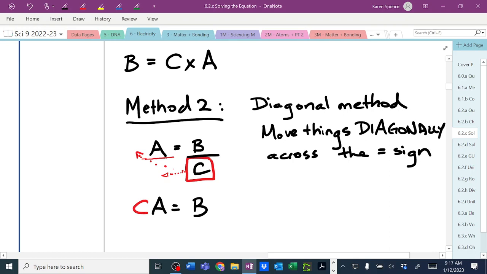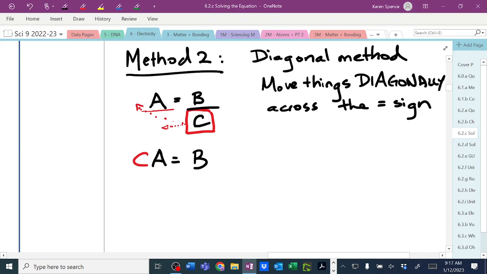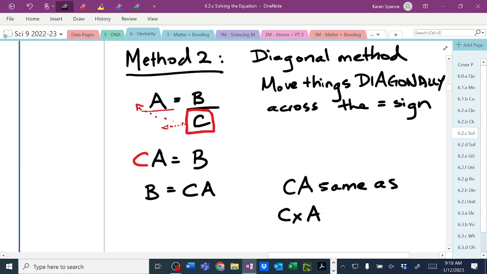Okay? And then we need B to be on the left. Yes? So what do we do with that entire equation? Flip it. Okay, so we're going to put B over here, and that's equal to C times A. And remember, CA is just the same as C times A. Those mean the same thing. Is that good? Okay. So that one's pretty straightforward. I like solving for the one that's on the top. It's pretty easy, okay?